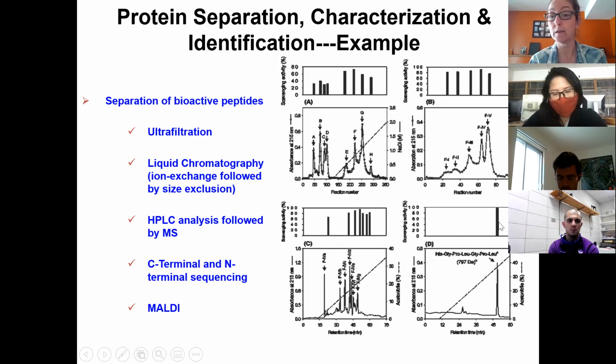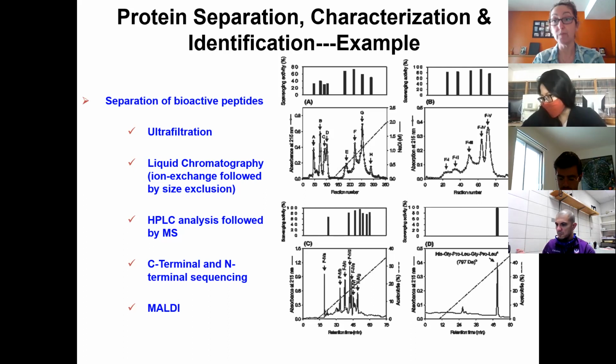And in order to characterize it, I would take this fraction that is most pure now because it went through at least three liquid chromatography separations. And then I can do either MALDI to determine sequence, or I can do N-terminal sequencing on it. So that's just an example of how we characterize, for example, a potent peptide. We have to purify it first, and then identify it and determine its sequence.